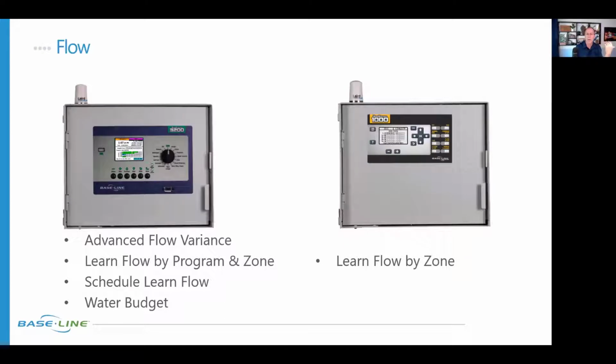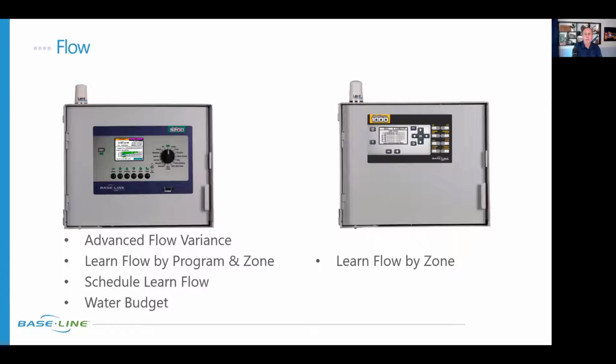And if I have another zone, or a grouping, that might be running 120 GPM, I can have a different parameter for that one because 30% of 40 gallons a minute is a different number than 30% of 120 gallons a minute. So I have the ability to dial that in, where on the 1000 I get 1% across all those zones. The thing about advanced flow variants is I can have it shut down at high flow, but not shut down at low flow, which may be important.